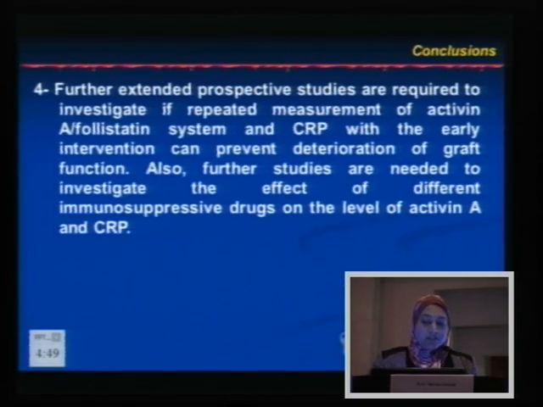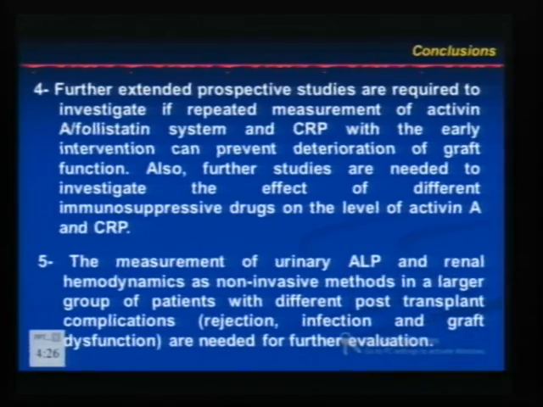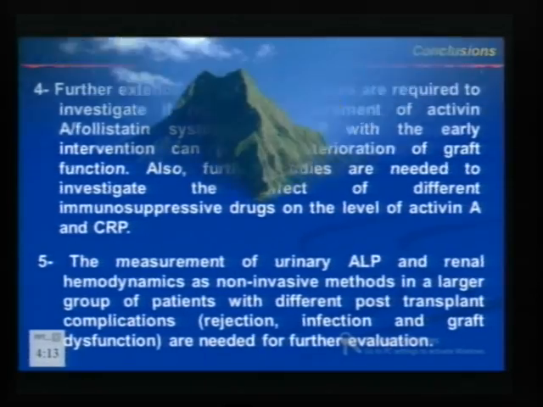Further extended prospective studies are required to investigate if repeated measurement of the activin A follistatin system and CRP with early intervention can prevent deterioration of the graft function. Also, further studies are needed to investigate the effect of different immunosuppressive drugs on the level of activin A and CRP. The measurement of the urinary alkaline phosphatase and renal hemodynamics as non-invasive methods in a larger group of patients with different post-transplant complications, including rejection, infection, and graft dysfunction, are needed for further evaluation.